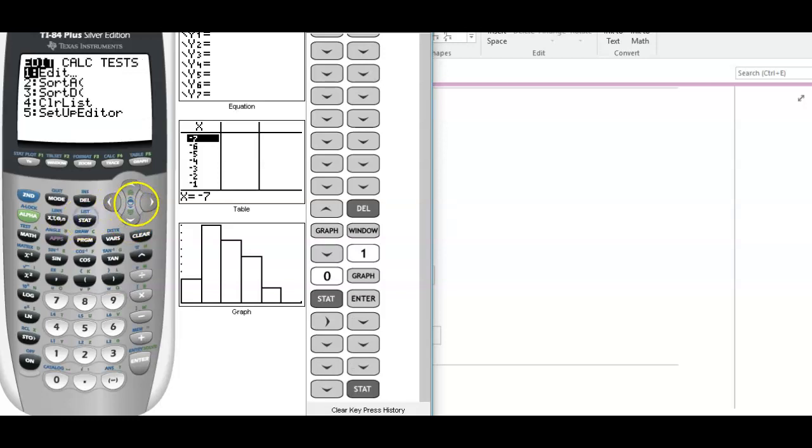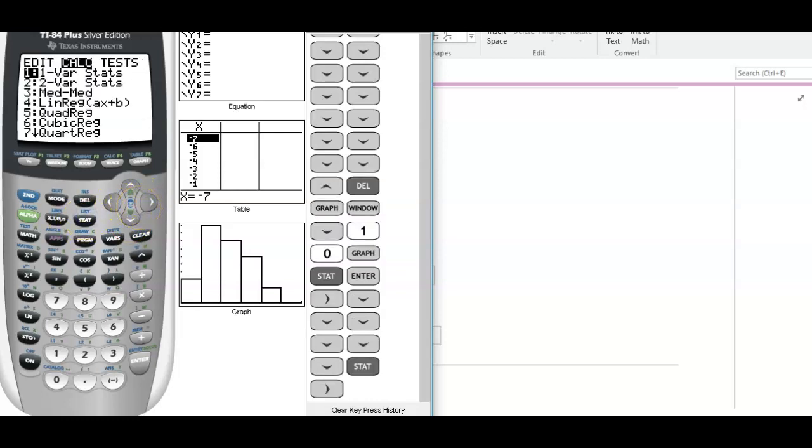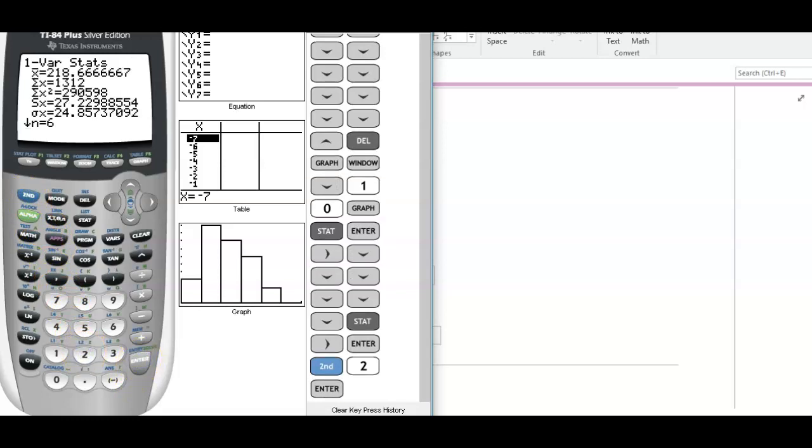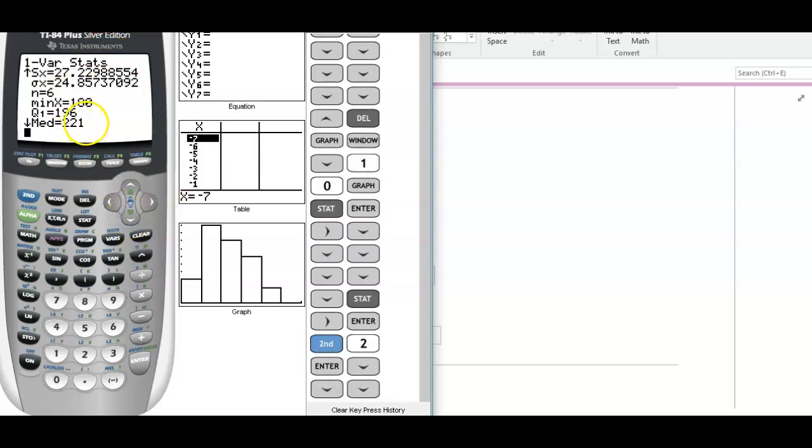Now I can press Stat, Calc, Enter. I have to tell my calculator I put it in list 2. And it will tell me the mean. It'll tell me, if I scroll down, the median.